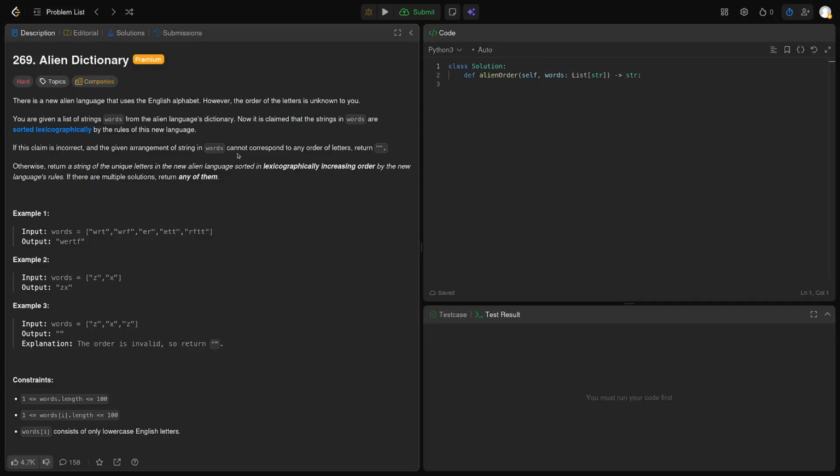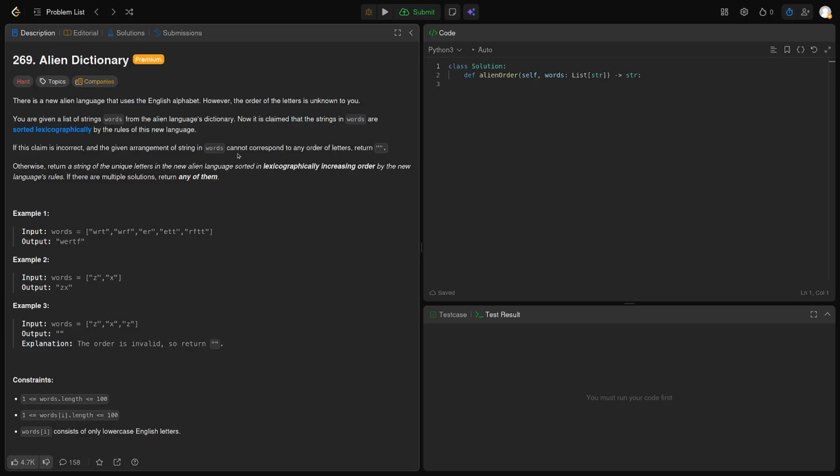Today we're doing problem 269, Alien Dictionary. There is a new alien language that uses the English alphabet. However, we do not know the order of the letters. We are given a list of words in that alphabet, and it is claimed that they are sorted lexicographically. If yes, we return the alphabet, and if not, we return an empty string.